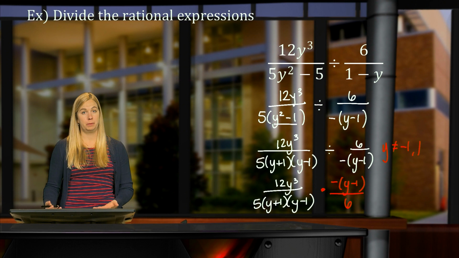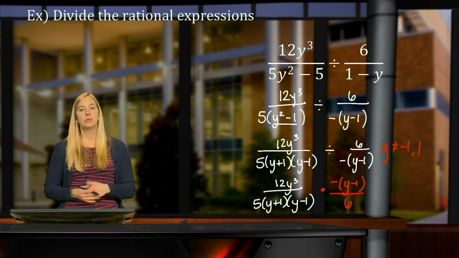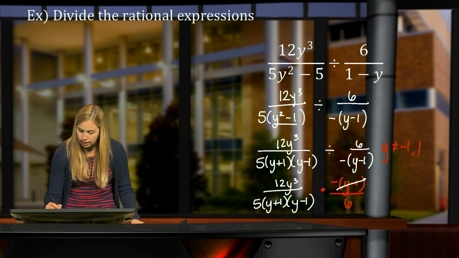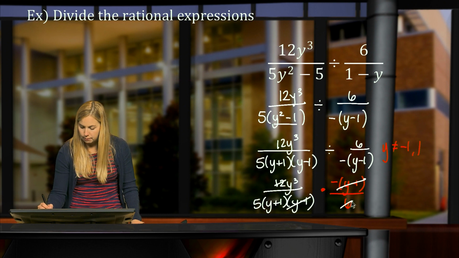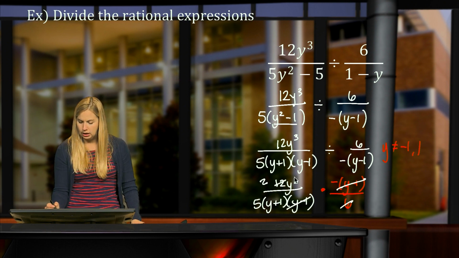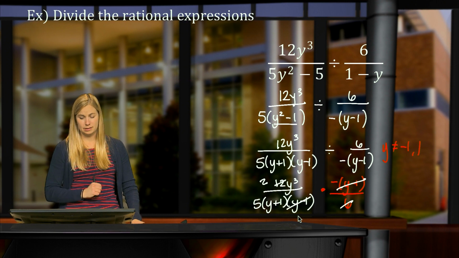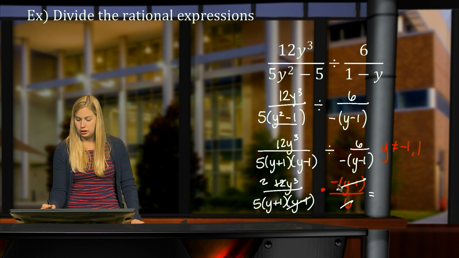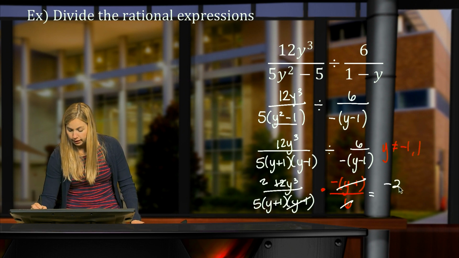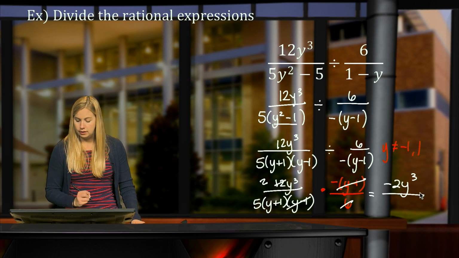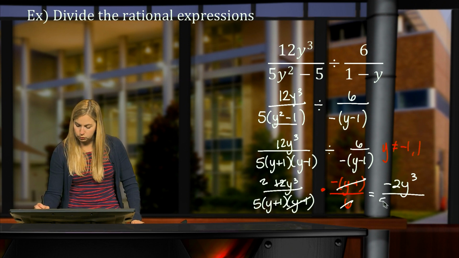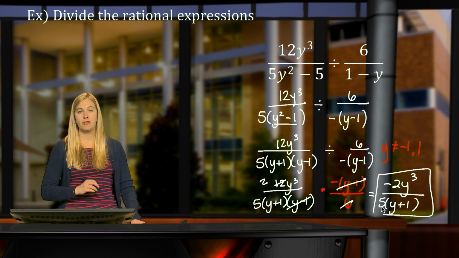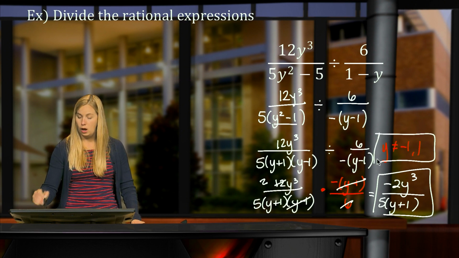And now we have a multiplication problem. We just did 2 examples like that. We want to cancel out like factors in the top and the bottom. So we've got this y minus 1 and this y minus 1. 12 divided by 6 is 2. And this y cubed, there is no factor of y in the denominator, so that's not going to simplify with anything. We multiply across. We have 2y cubed and a negative 1. Multiplying, that gives me negative 2y cubed. In the denominator, we have 5 times y plus 1. And we still have our original restrictions, negative 1 and 1.